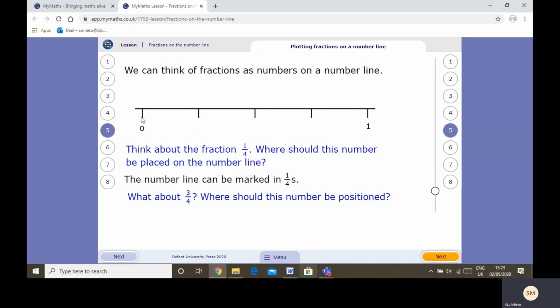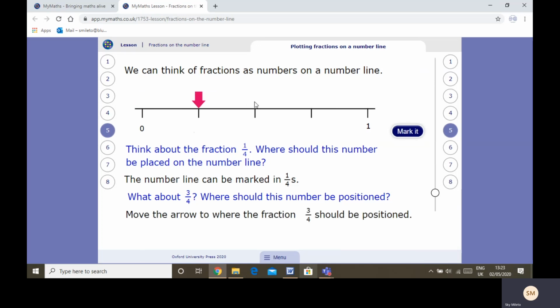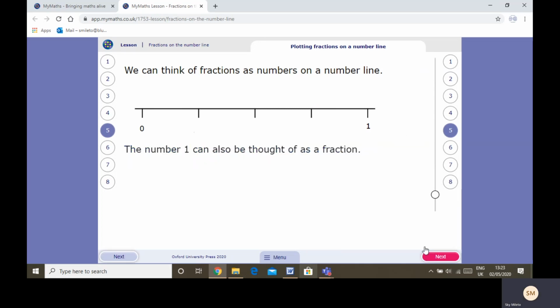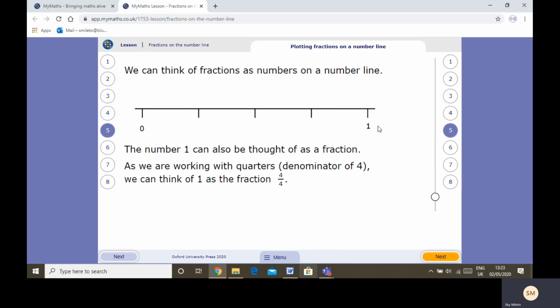What about 3 quarters? Again, I will count 1, 2, 3. Okay, so 1 can always be thought of as a fraction. It can be 4 4s, 6 6s, 12 12s, 100 100ths. That always equals 1, as long as the numerator and denominator are the same.